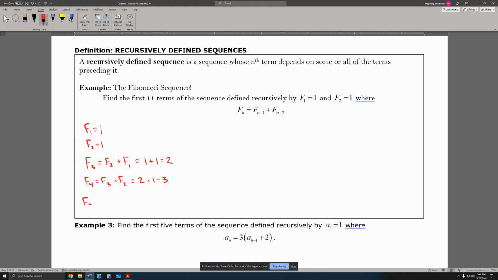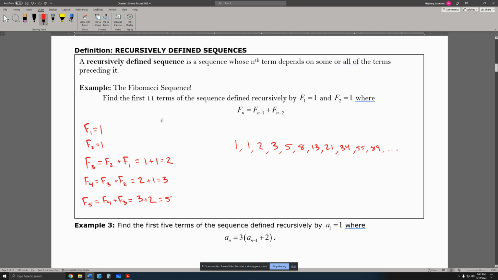Let's do one more, f5. This is equal to f4 plus f3, which is equal to 3 plus 2. And so we get this sequence of terms: 1, 1, 2, 3, 5, and then 8, 13, 21, 34, 55, 89, and you can see that this just continues on and on. This is a special sequence called the Fibonacci sequence, and it's just the sequence of terms where any given term is defined as the sum of the two previous terms. Okay? But this gives us an idea for what a recursively defined sequence is.